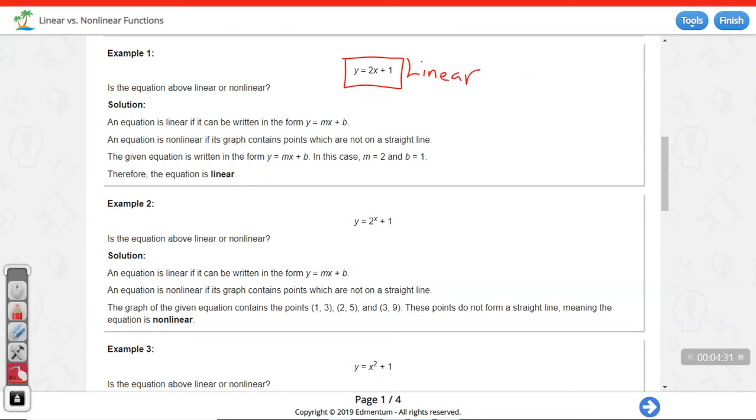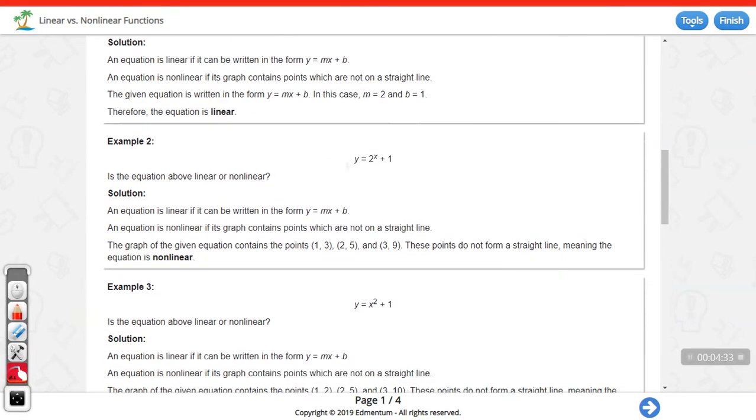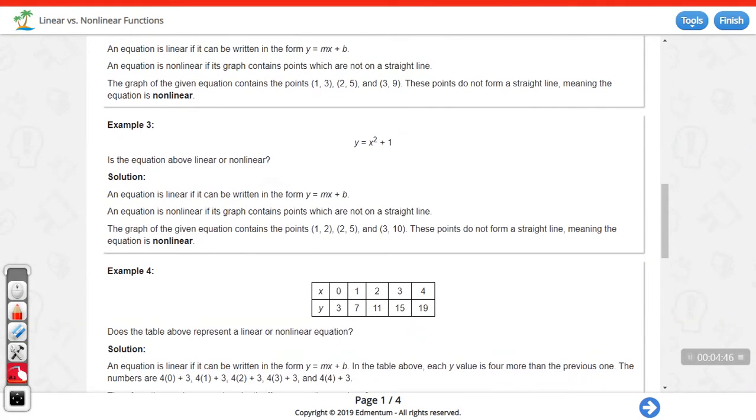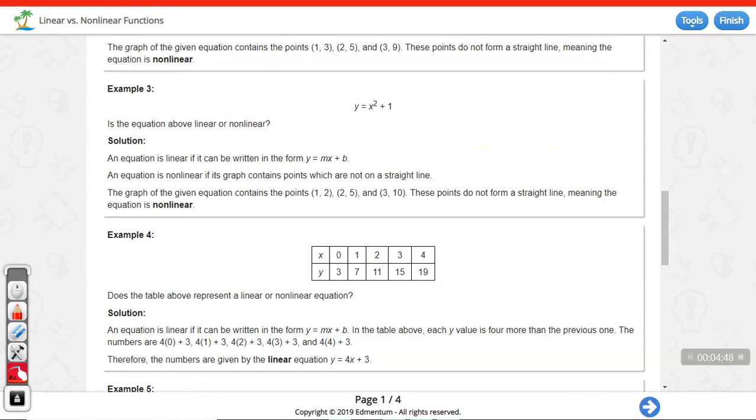Let's take a look at the next one. We've got, now all of a sudden, y equals 2 to the x-th power plus 1. Do you have exponents with a variable? Yeah, I got my variable as an exponent, so nonlinear. All right, taking a look at the very next one, example number 3. Now we've got y equals x squared plus 1. Once again, I've got that exponent on my variable. You cannot have that in a linear equation, so this is going to be nonlinear.